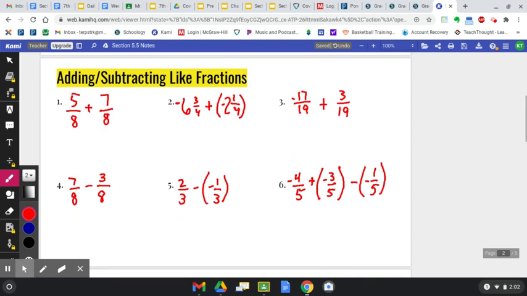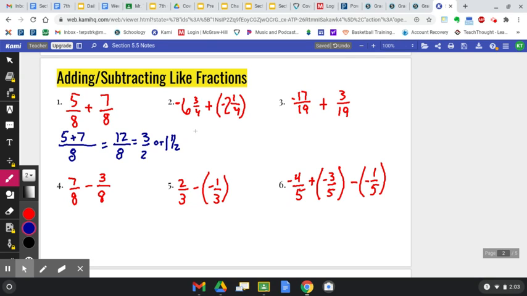So with like fractions, right, we can simply add or subtract the values on the top, meaning this problem is really 5 plus 7 over 8. And so what I can do is add 5 and 7. That gives me 12 over 8. And I can reduce that. 4 goes in here 3 times, 4 goes in here twice. Or I could change that to a mixed number, which would be 1 and 1/2, right? 2 goes into 3 once with 1 left over.